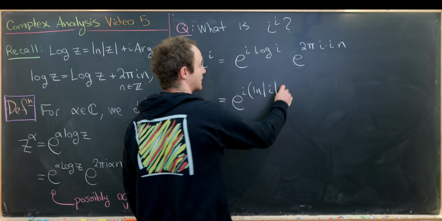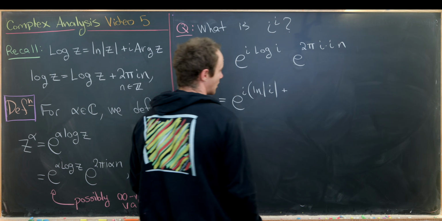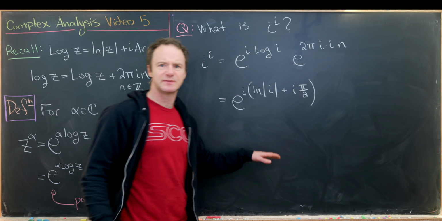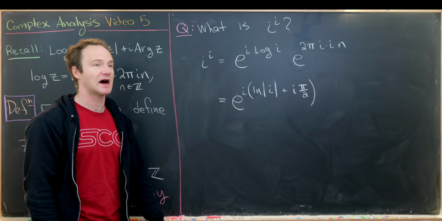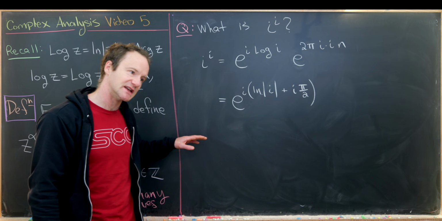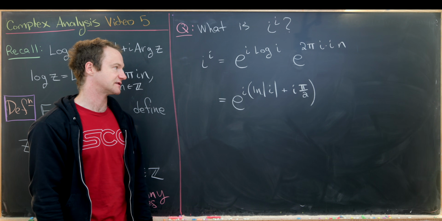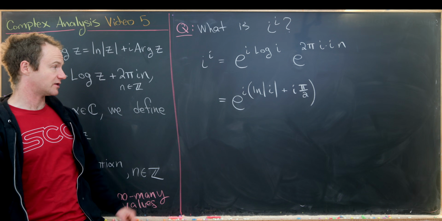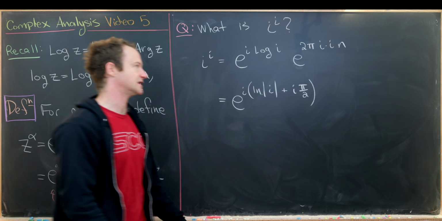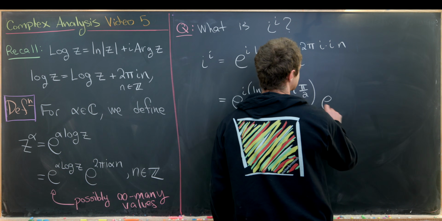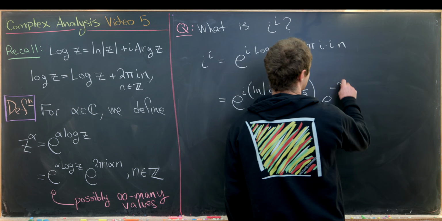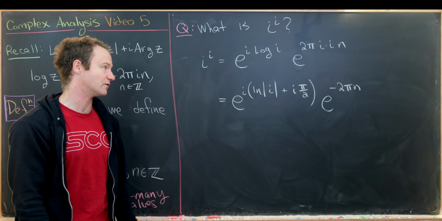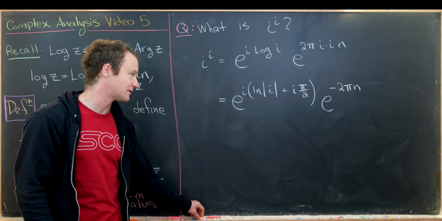So I'll write that down, plus i times the argument of i, but the argument of i is pi over 2. That's because it occurs on the positive imaginary axis, which is an angle of 90 degrees from the positive real axis. So just to reiterate, this pi over 2 is the argument of i. We saw that in previous videos. And then here we have this times e to the minus 2 pi n, because i times i is -1. Okay, so now let's simplify a bit.